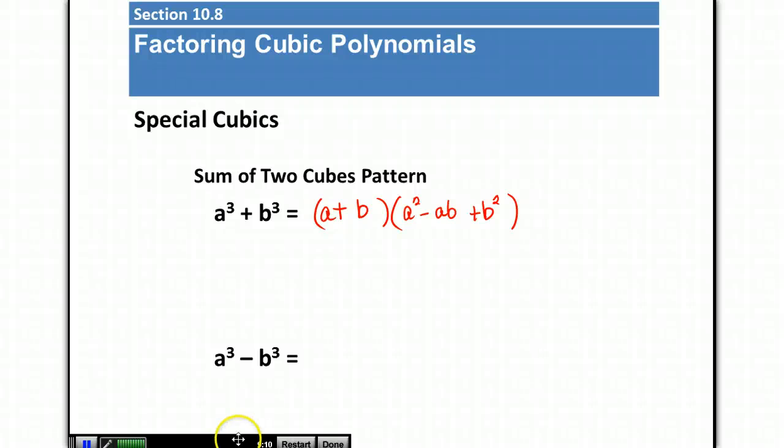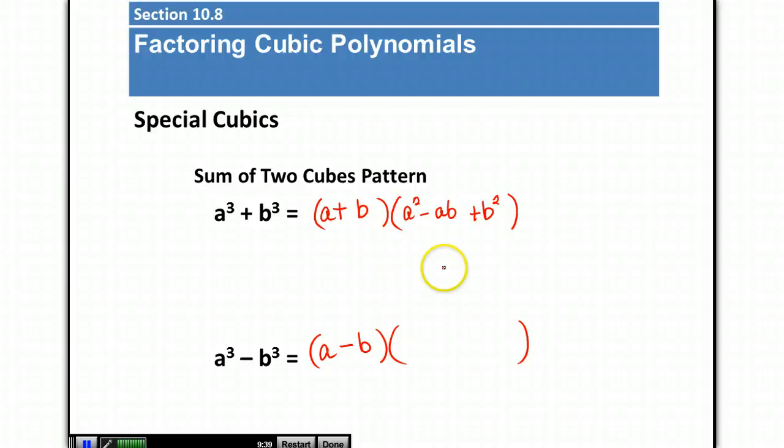And for the difference of two cubes, we do it the same way. A difference of two cubes will factor into a binomial and a trinomial. What's the cube root of a cubed? A. What's the cube root of b cubed? B. What sign goes in the middle? Minus. If that's a difference of two cubes, this has to be a difference.